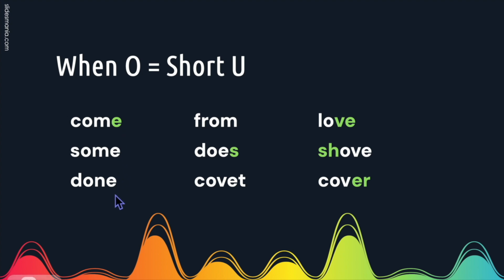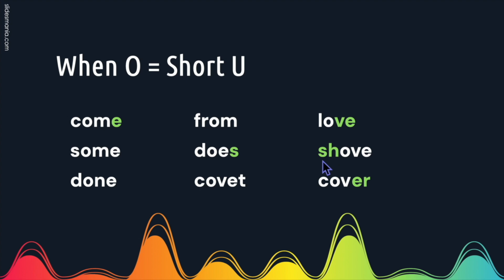Note in these words the E doesn't do anything. Here we have from and does. While OE usually has a long O sound, in this word the E doesn't do anything. Also notice the S uses its second sound of Z. Here we have covet. To covet something is to be jealous of another person who has it. Here we have love. Notice the E doesn't do anything except keep the word from ending in V, because English words don't end in V.